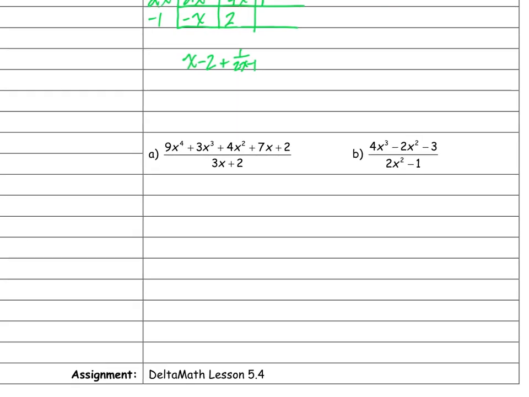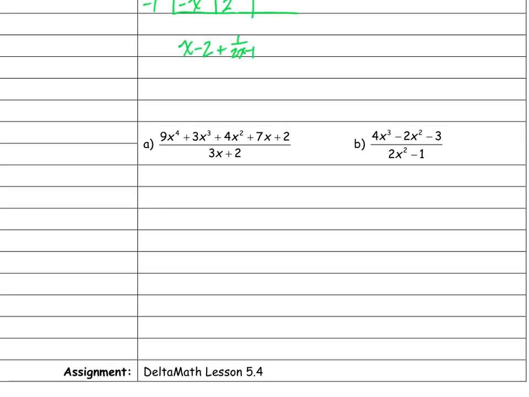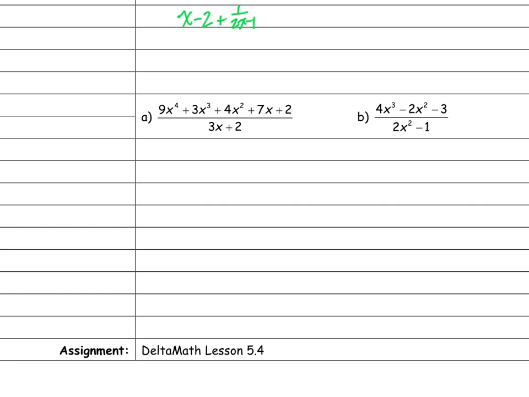So since we're running out of time, I'm just going to go ahead and do A and B also, okay? Are you guys good with that? Okay, so I'm going to do this one.